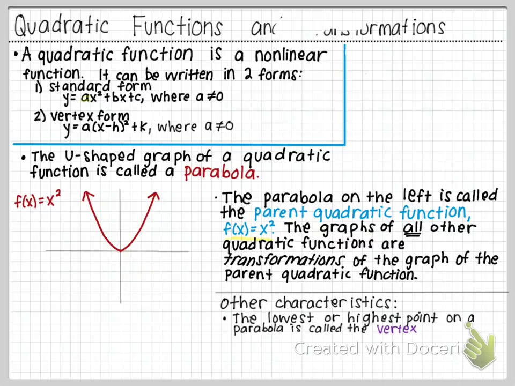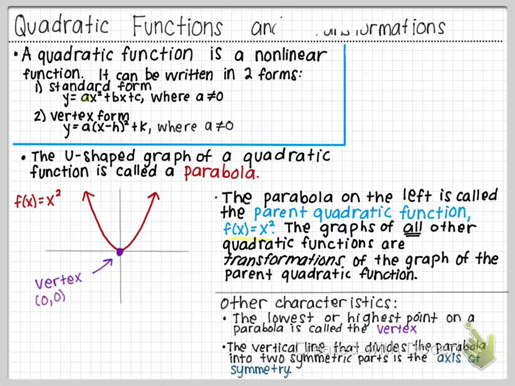So other characteristics: the lowest or the highest point on a parabola is called the vertex. So the lowest would be the minimum, right? The highest would be the maximum. In this case, our vertex has a minimum at 0, 0, right? It's the smallest point on that parabola, and that's at 0, 0.